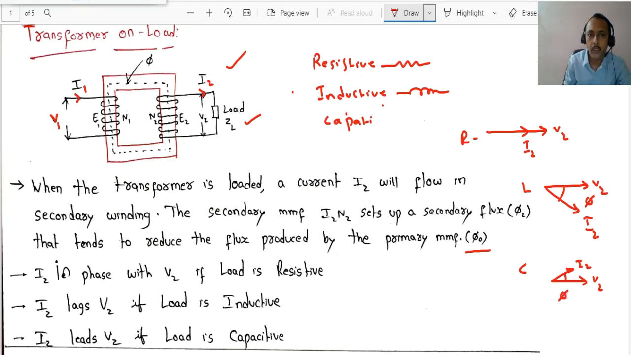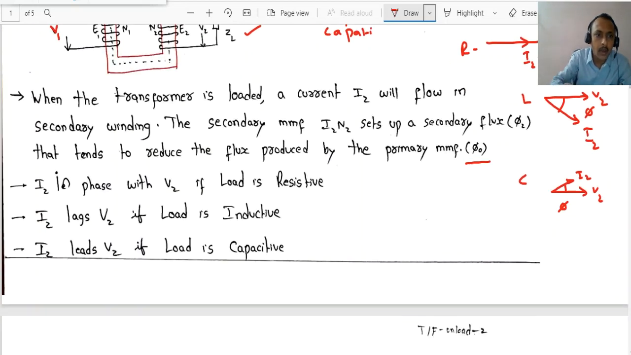Depending upon the load, sometimes it can be a combination of both, RL or RC loads like that. But if it is a pure inductor, that angle will be exactly 90 degrees. If it is a pure capacitor, this phi will also be exactly 90 degrees. But practically, a pure inductor and pure capacitor are not possible. So I2 will be in phase with V2 if the load is resistive in nature. I2 lags V2 if the load is inductive. I2 leads the voltage if the load is capacitive. These points are important.